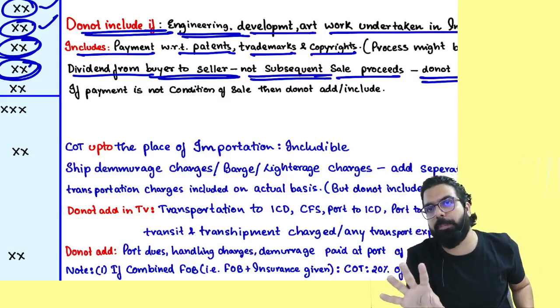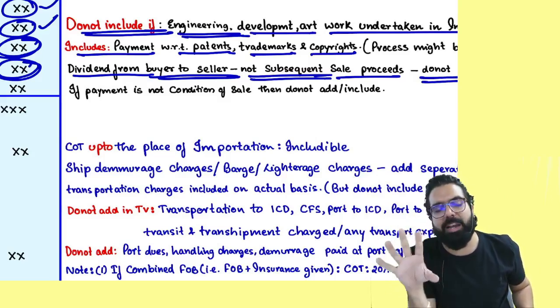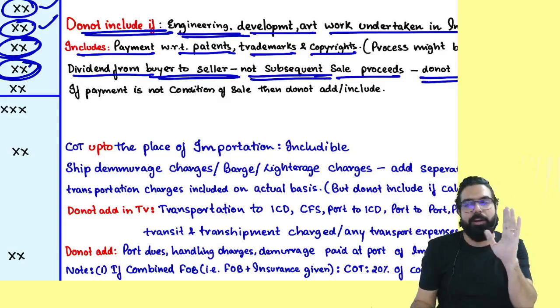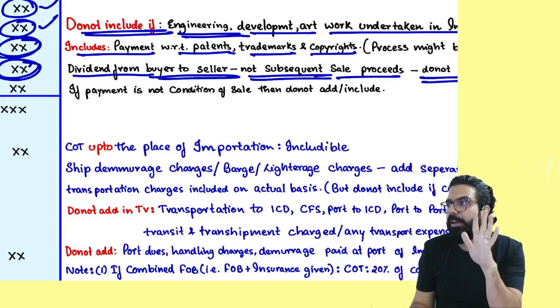Dividend is an apportionment of profit, and the government says we will never include it in the value. People at home, tell me, are we all clear till here?